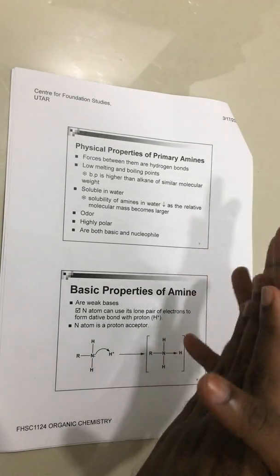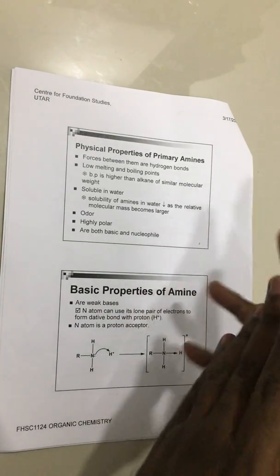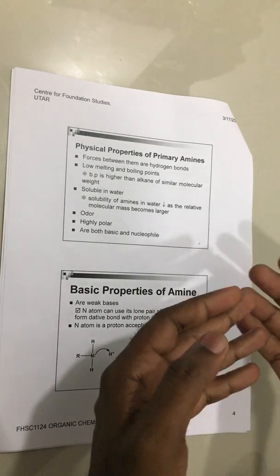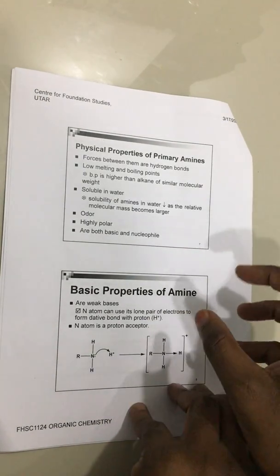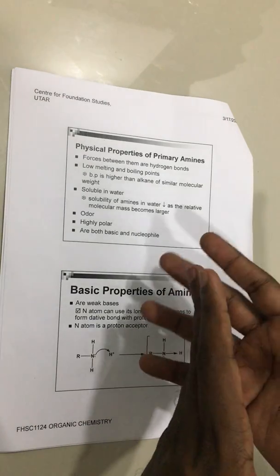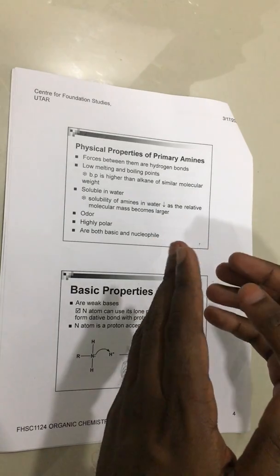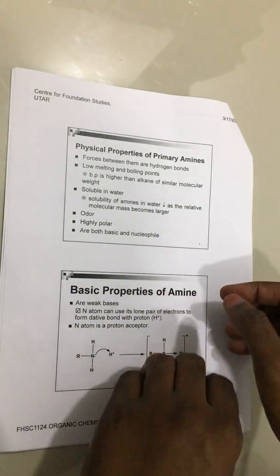Alright, for this part we are going to look into the physical properties of primary amines and also the basic properties of amine, and later on the relative strength of amines as bases. For the physical properties of primary amines, we are going to focus on the melting point, boiling point, and the solubility.